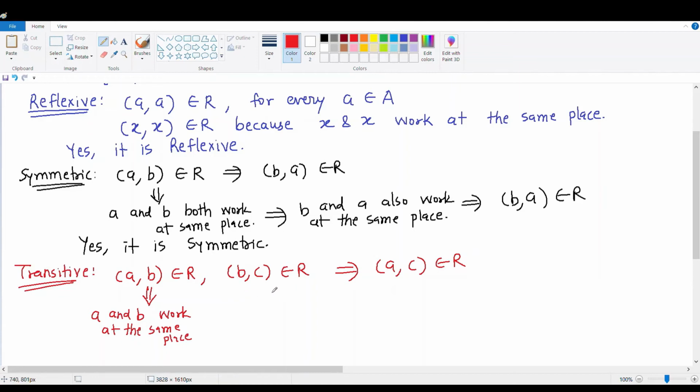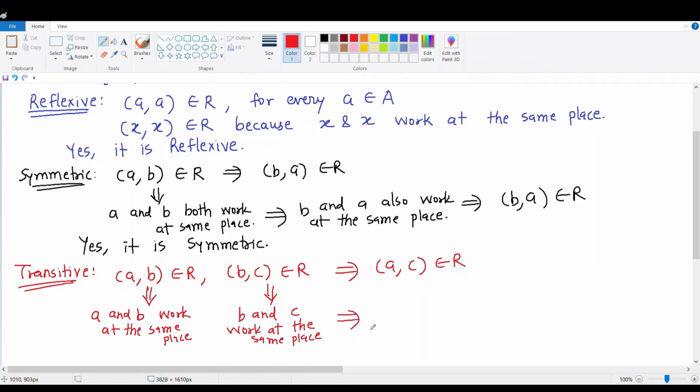Now if you have B comma C belongs to R, that means what? That B and C work at the same place. Now what information do you have? A and B work at the same place and B and C work at the same place. That means, of course, A and C work at the same place.